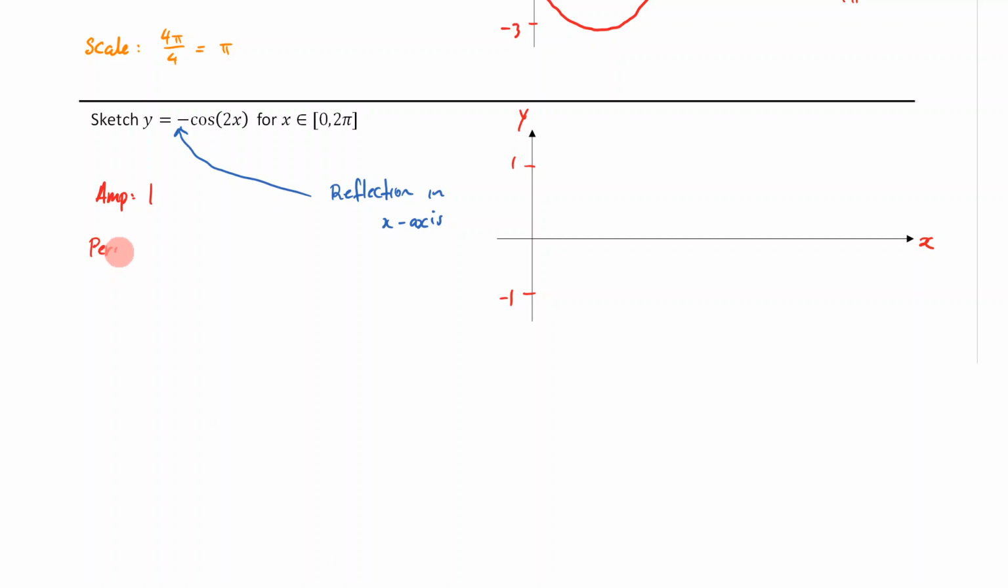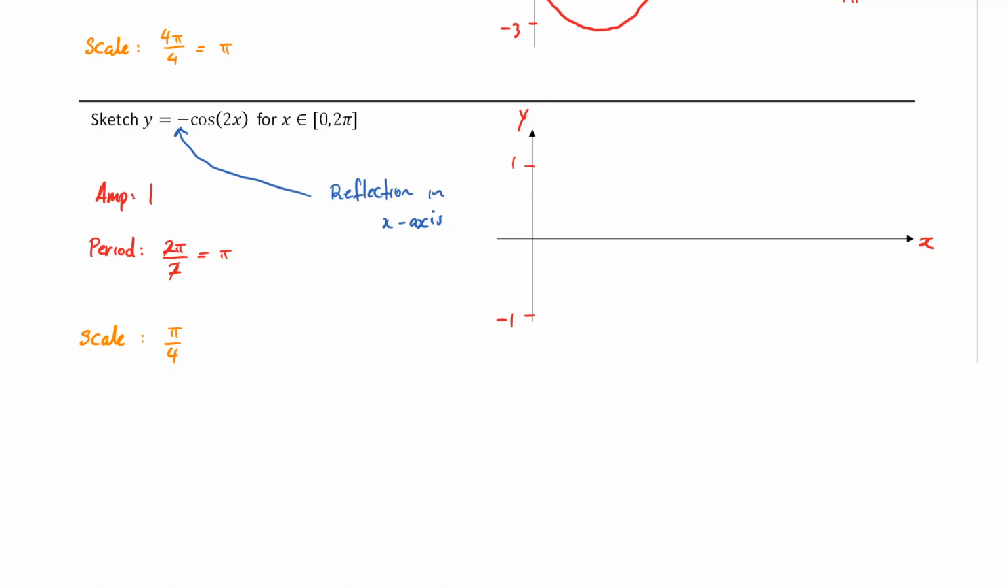The period is 2 pi over the coefficient of x, which is 2. That will cancel with that. The period is pi. And then my scale, and let me do this. This color, the scale is going to be pi on 4. Perfect. Now, this isn't very symmetrical, so let's see if I can do that. That looks a bit better.